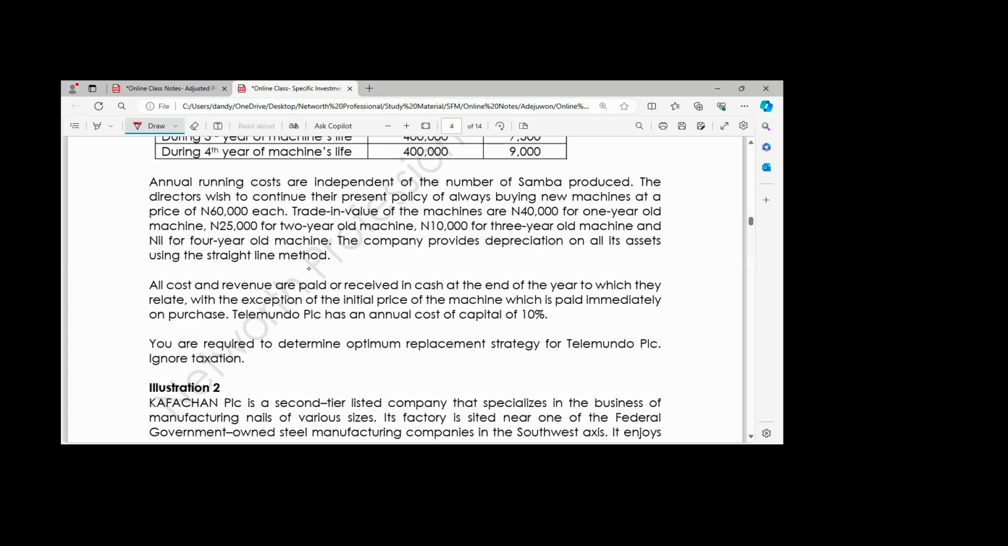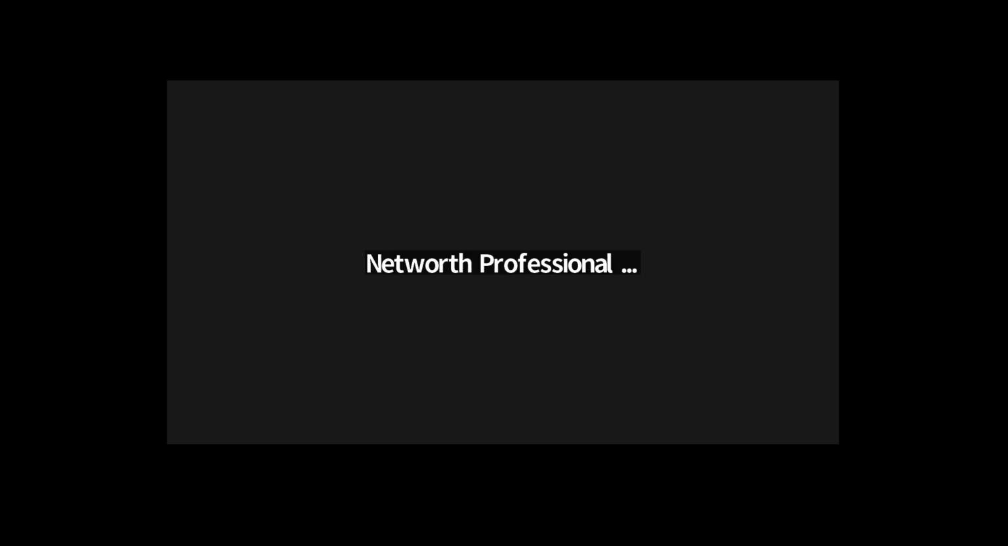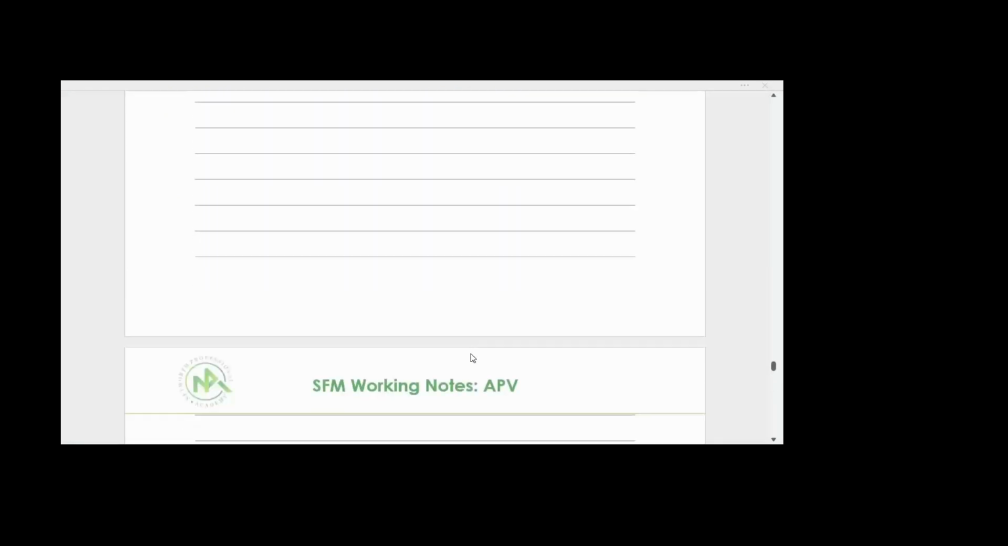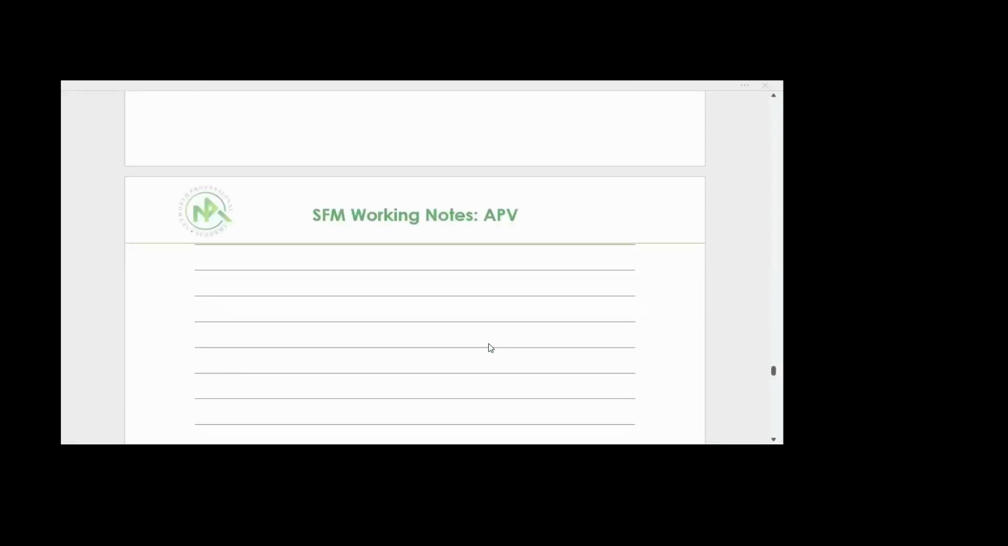Thank you very much, Prosper. You can see from this requirement that you are told to determine the optimum replacement strategy for Telemundo PLC. So if that is the case, let me quickly stop sharing this and move to the working notes. Yes. So again, you can see the examiner will never ask you to use any method, whether it's annual equivalent value, lowest common multiple method, or finite. The bottom line is that you are just asked to determine the optimal replacement strategy. That's what the examiner will ask you to do. But in any case, in solving this question, I don't need to waste time. The name of this company is Telemundo.